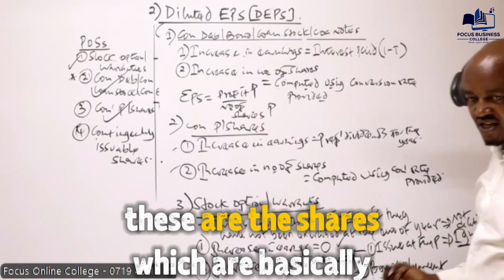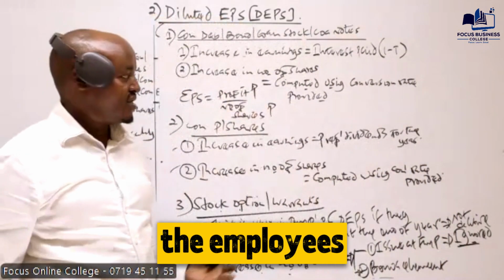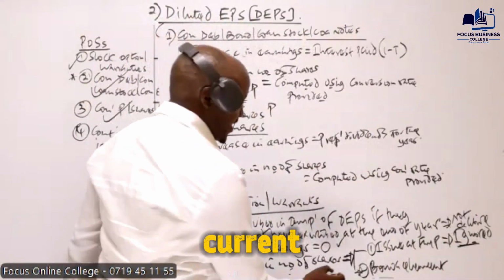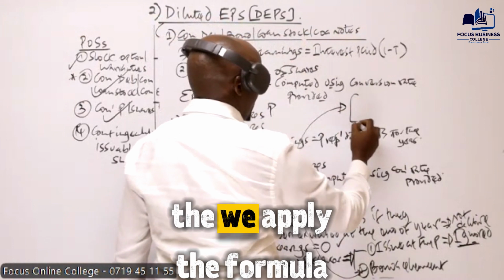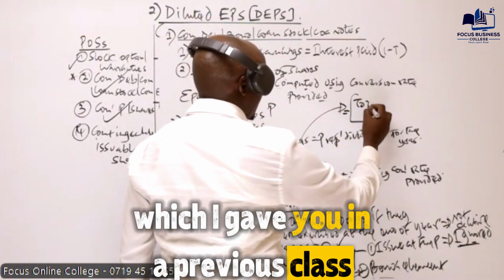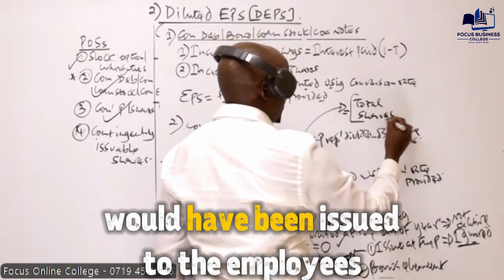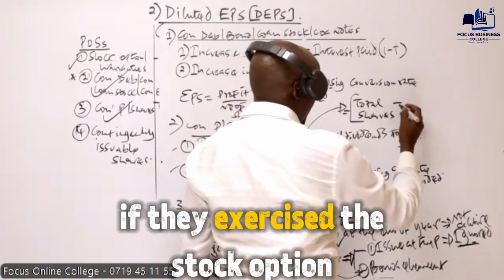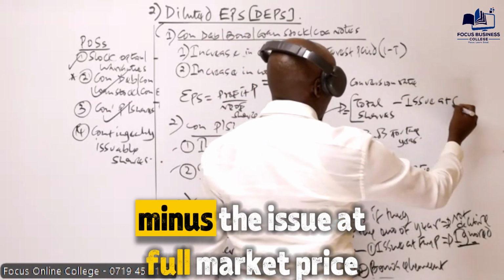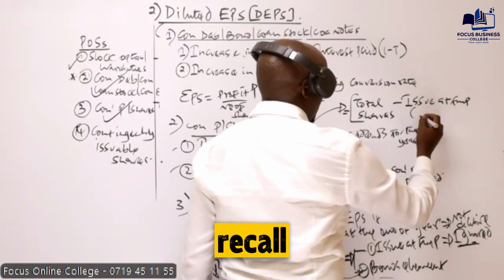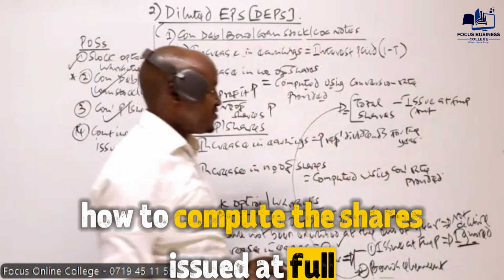The bonus element: these are the shares which will be issued free of charge to the employees if they exercise the stock option during the current year. In terms of how we compute this bonus element, we apply the formula which I gave you in a previous class. The total shares, how many shares would have been issued to the employees if they exercise the stock option during the current year, minus the issue at full market price. And I hope you can recall there is a formula which I gave you for how to compute the shares issued at full market price.